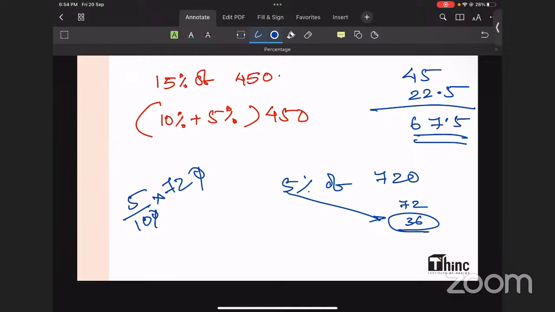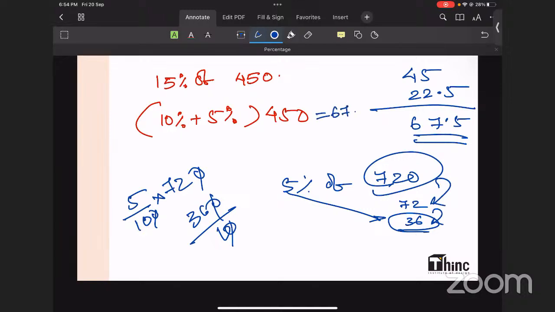It will waste a lot of time. We will find it like 360, then we will divide by 10. Cancel the 0, we will take 36. Why are we wasting that much time? Just go for 720, take it as 72, take it as 36, make the answer, and you can move to the next question. See over here, this is 67.5.